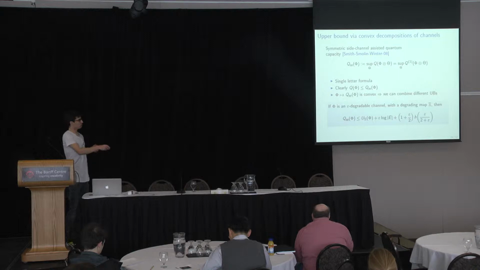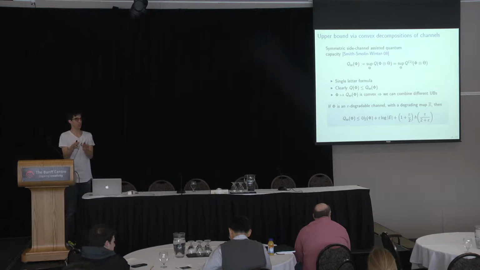prove this upper bound here for the QSS capacity in terms of our U function that is easy to compute. It's this convex optimization problem. And since this is convex, it allows us to combine different bounds. So if you have at the low noise level a bound that is better, and at the high noise level another one that is better, and in the middle maybe again another one that is better, we can use the convexity here to combine these different bounds.